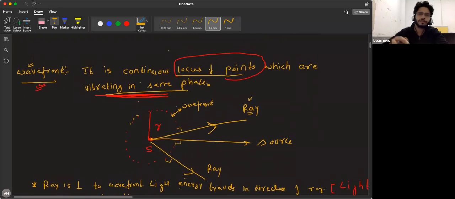Yes, written. See, this Huygens principle is a very theoretical topic. There are no numericals from this section, only some geometrical constructions and a few derivations. Derivations are also very geometrical. So there's no formula, no numerical, nothing.